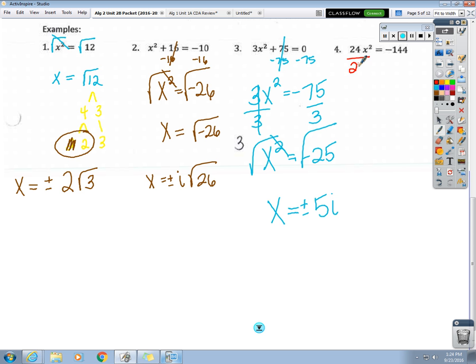Correct? So now, okay, so we divide by 24 on both sides. What do you get when you divide negative 144 by positive 24? Okay, but it's a negative 6, right? Okay, so now you have to square root both sides so you can cancel out that squared.